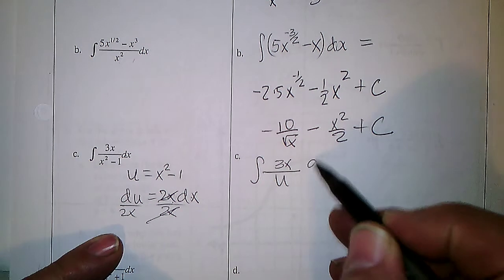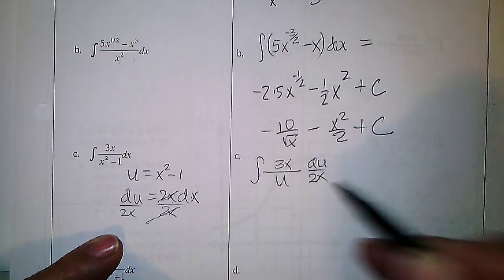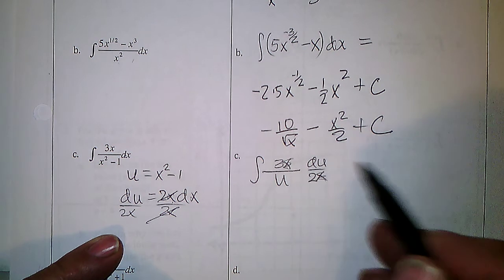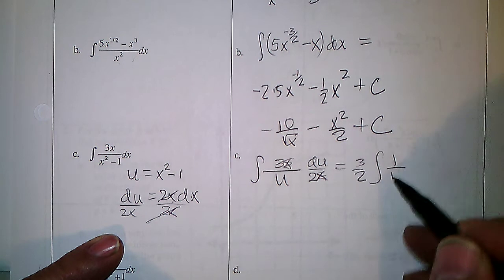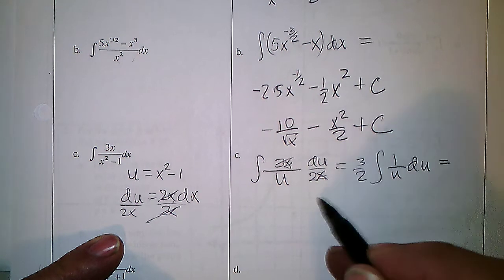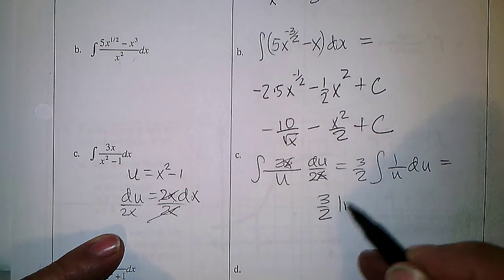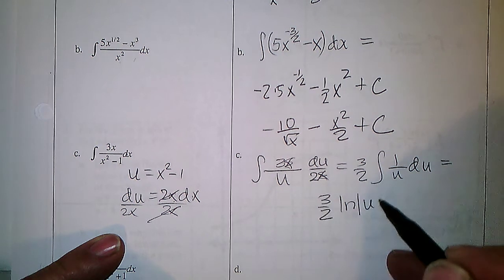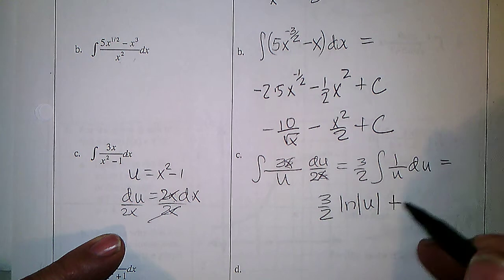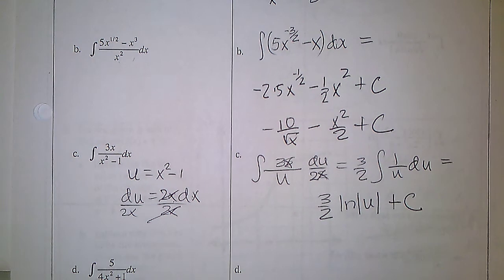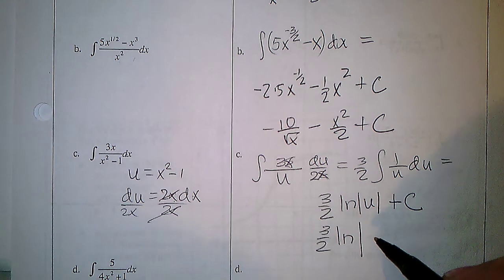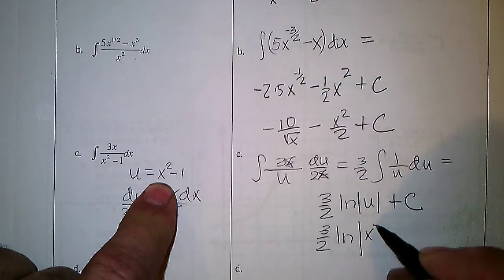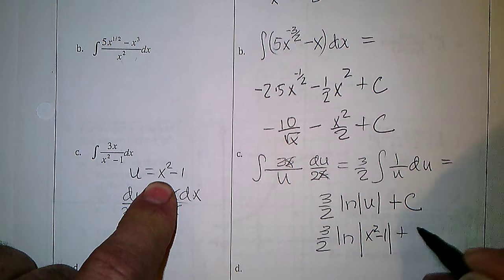times du over 2x, and the x's cancel, so we get 3/2 the integral of 1 over u du, which is 3/2 ln of absolute value of u plus c. But we should go back to x, so it's going to be 3/2 ln absolute value of x squared minus 1 plus c.